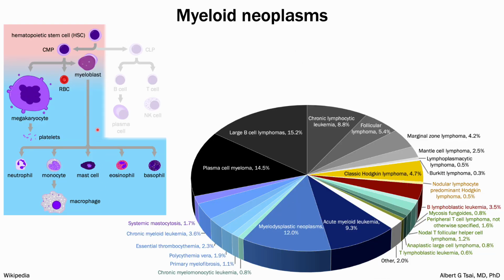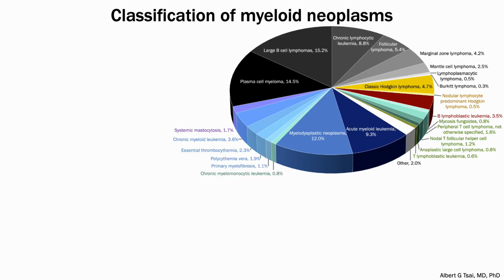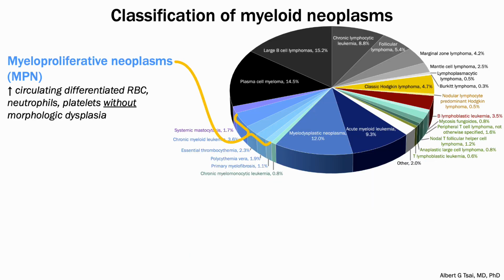Myeloid neoplasms are this portion of the hematopoietic tree and this portion of the incidence pie chart. The way that we break down myeloid neoplasms is starting with the myeloproliferative neoplasms, which are characterized by increases in the CBC counts of RBCs or neutrophils and/or platelets, but without morphologically abnormal cells or dysplasia.